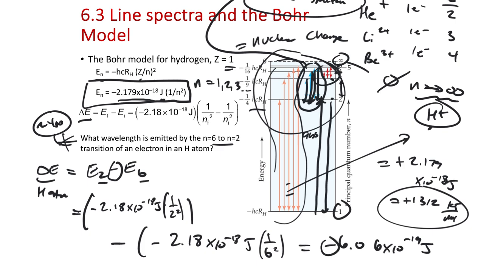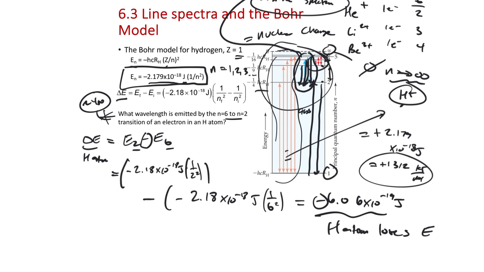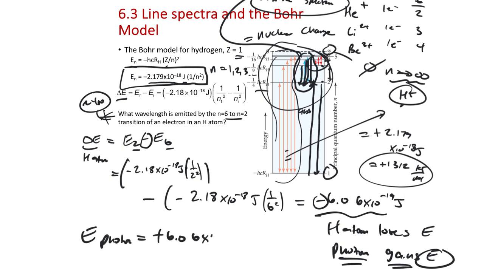Now, negative makes sense to me because the atom is losing energy. The H atom loses energy in this process. Where does the energy go? The photon gains that energy that's lost by the H atom. So our photon energy, the energy given to the photon that's created by this transition, would be equal to plus 6.06 times 10 to the minus 19 joules.